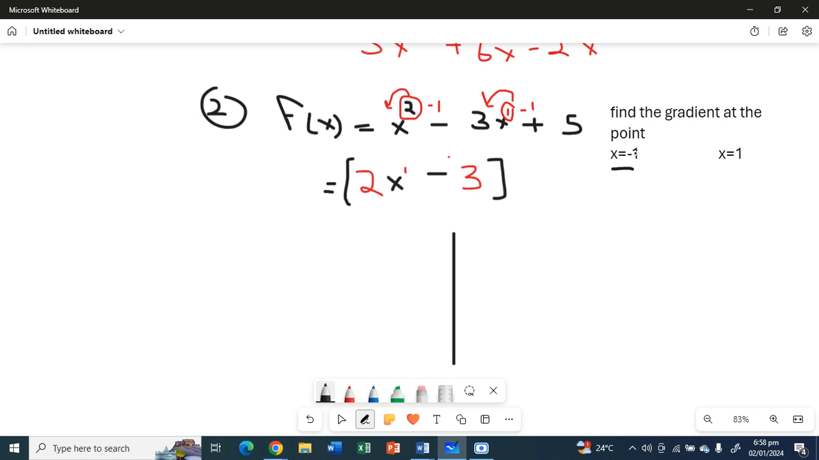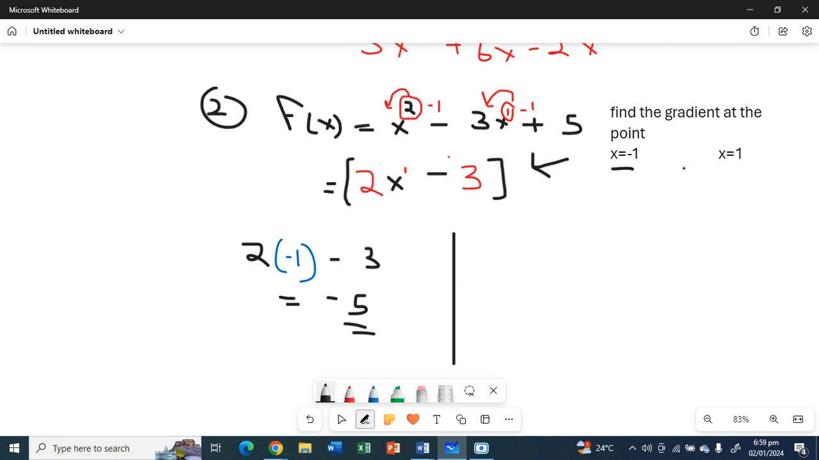So the first thing that we're going to do, to find the gradient at the point where x equals -1, is substitute x for -1 in the linear expression. So 2x, so 2 at the x, and the x we substitute for -1. So 2 times -1 minus 3. 2 times -1 is -2. -2 minus 3 is -5. So that is the gradient at the point x equals -1.